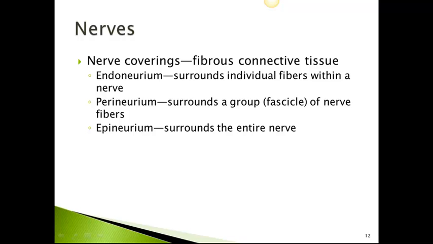Nerve coverings. They are fibrous connective tissues, and an endoneurium surrounds individual fibers within a nerve. Axons are then bundled together and they are called fascicles. The perineurium surrounds a group of fascicles of nerve fibers, and the epineurium surrounds the entire nerve itself.